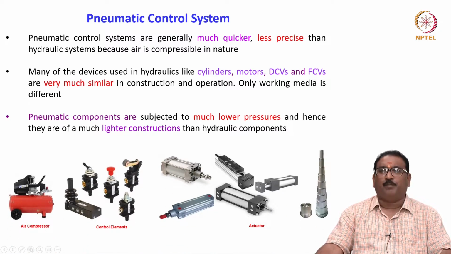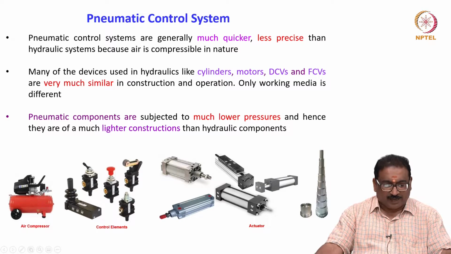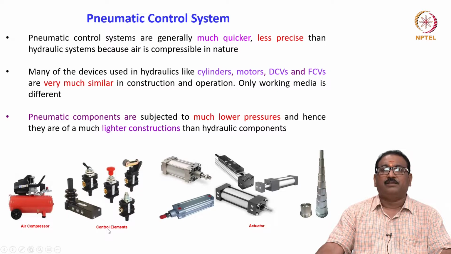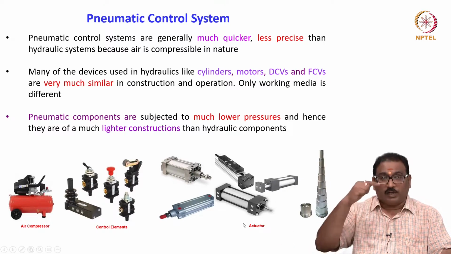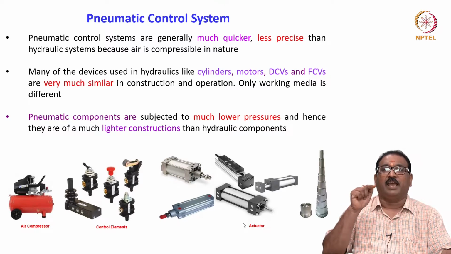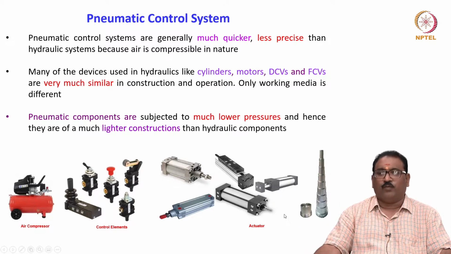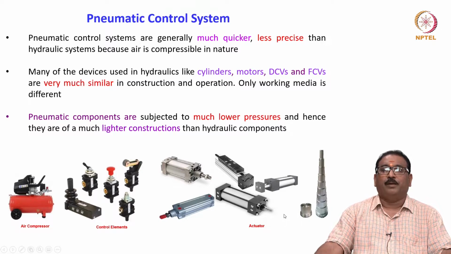Some of the typical components in the pneumatic systems are the air compressor for the air production, control elements which include the direction control valves, pressure control valves and flow control valves, and actuators. Similar to hydraulics, here also we are using the linear actuators, piston and cylinders, and the rotary actuators, which we can call air motors. Then variants are there to do different work, like telescopic cylinders and much more.